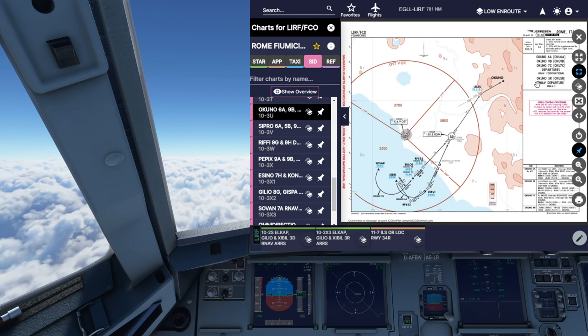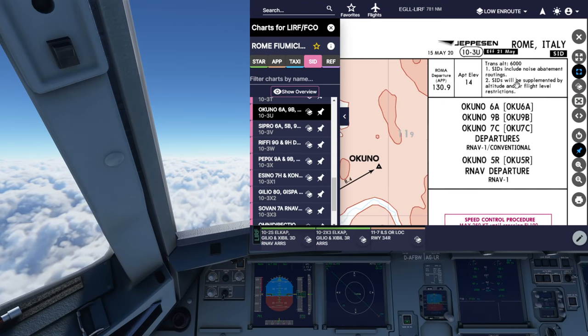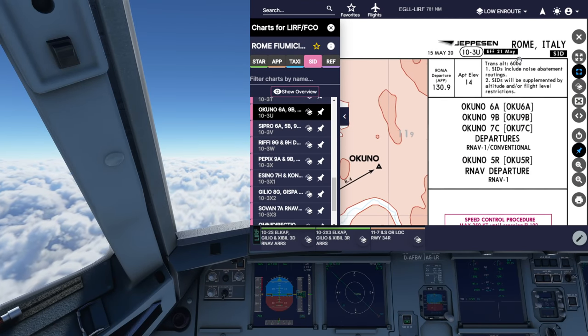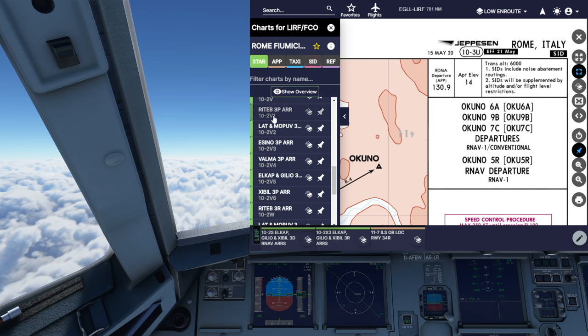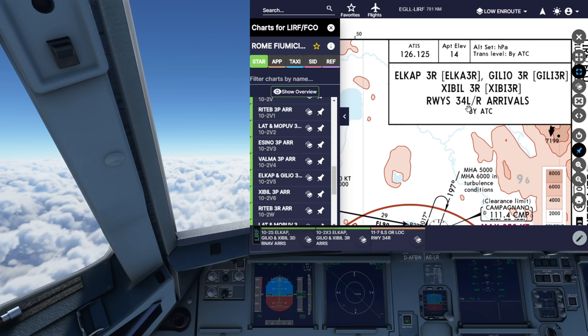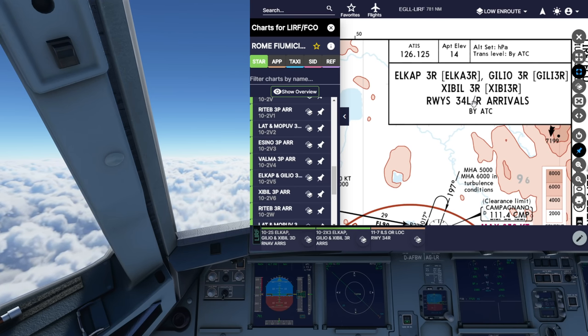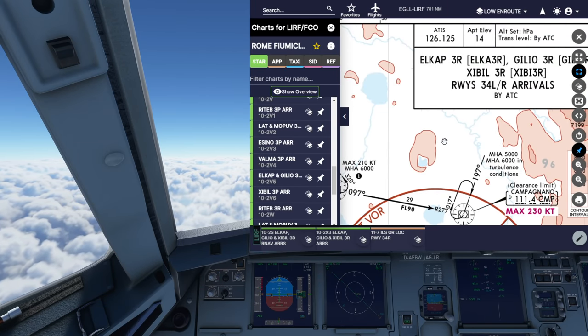Well, you can actually look at the departure chart and you'll find the transition altitude, which doesn't change. The transition altitude is always going to be the same on any given day. So the transition altitude here is 6,000 feet. The arrival STAR doesn't say, so you can guess that it's probably flight level 70, and below that you'd go on to QNH. However, that's not guaranteed, that's just a guess.